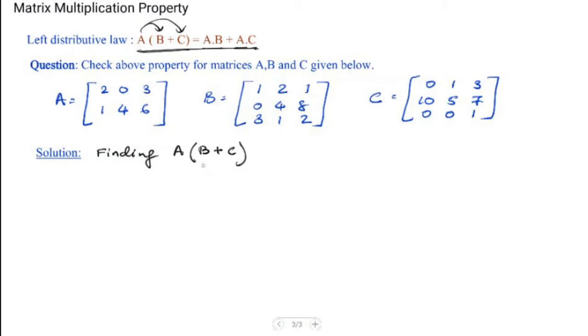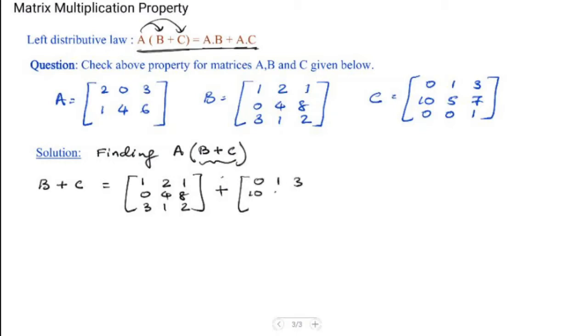Now first we'll work out what's inside the bracket, and that's B plus C. So we'll first work on B plus C here. The matrix B is 1, 2, 1, 0, 4, 8, 3, 1, 2, plus we have the matrix C, which is 0, 1, 3, 10, 5, 7, 0, 0, 1. And now we'll add these two matrices here.